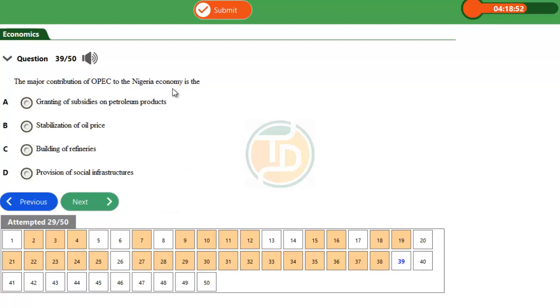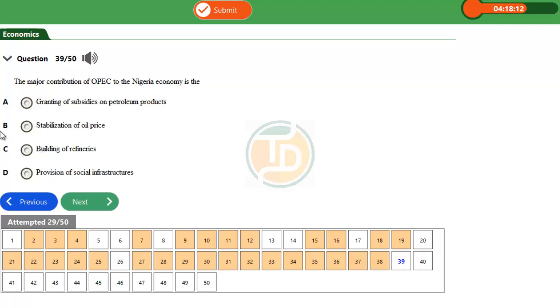It's important to know that crude oil is important to Nigeria, because Nigeria is a mono-economic country. Nigeria depends largely on income gotten from the sale of crude oil. So if there's a change in the price of such a product, it's going to affect the income of Nigeria and destabilize the economy. So the conflicting option is option D, provision of social infrastructure, which is wrong.